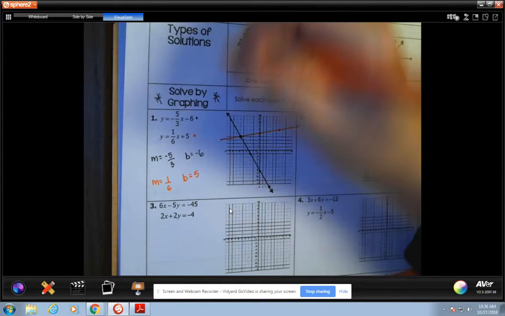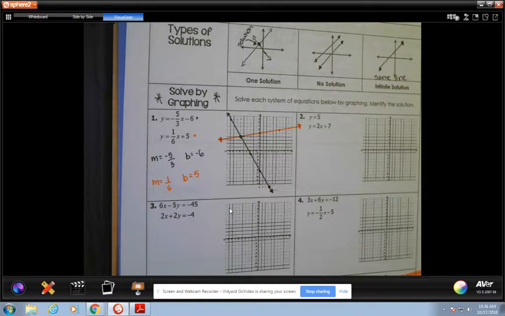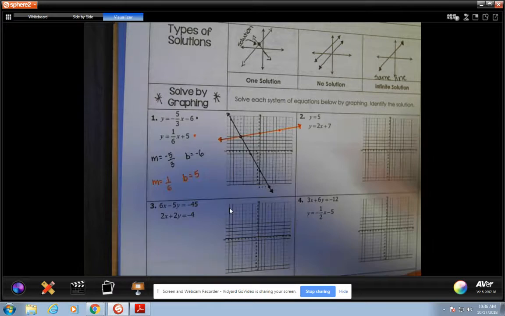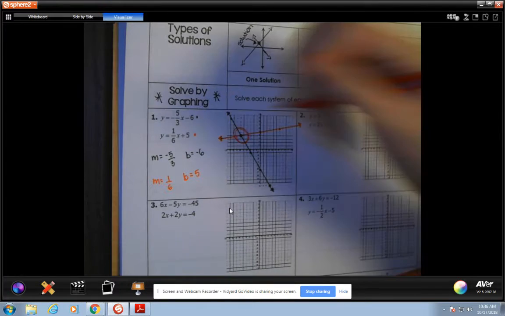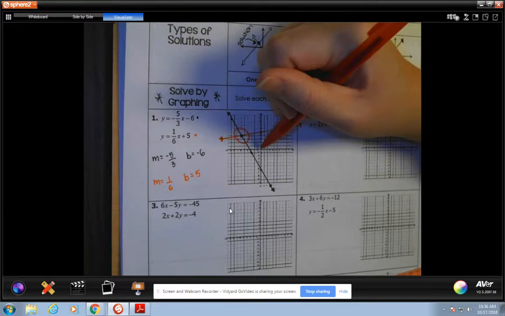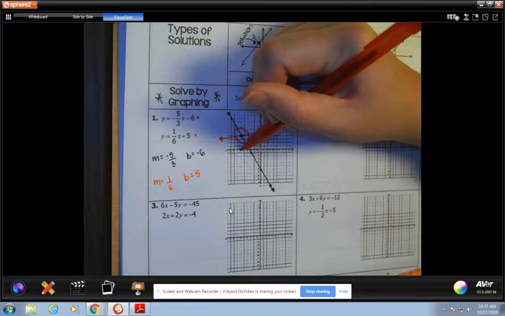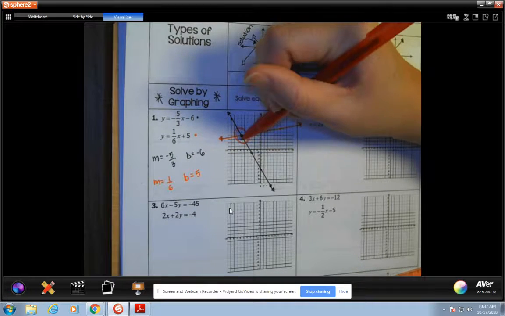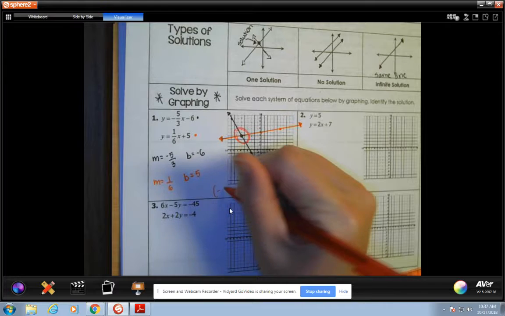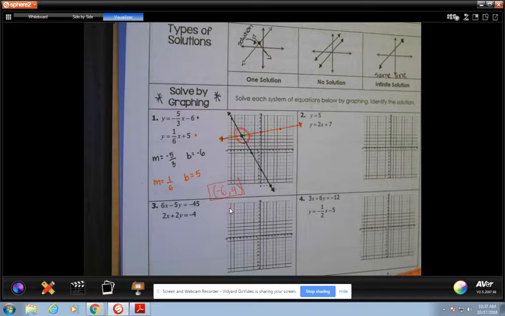And our solution is where these 2 lines cross. I'll write the solution in red: it's this point right here. The solution is a point on the graph, and you have to write your solution as an ordered pair, because that's how you write points on a graph. The point is at -6 to the left, and up 1, 2, 3, 4. So it's at (-6, 4). That is our solution and our answer. Your answer on these will always be an ordered pair.